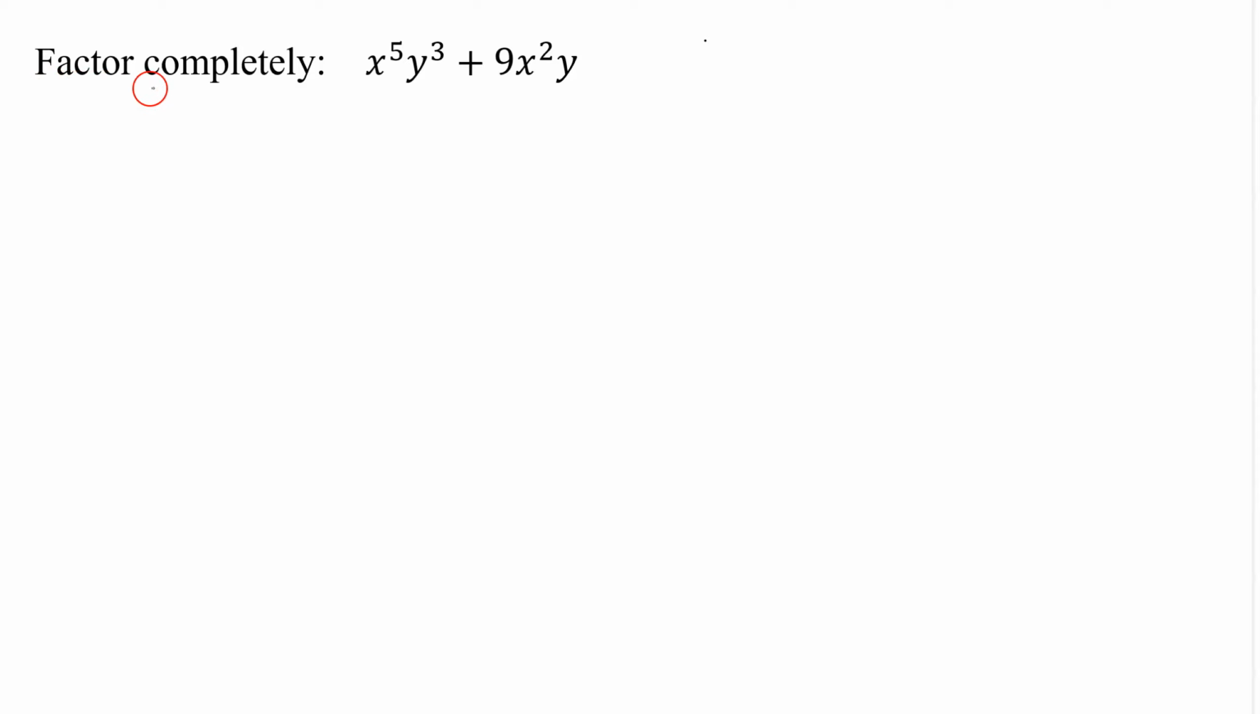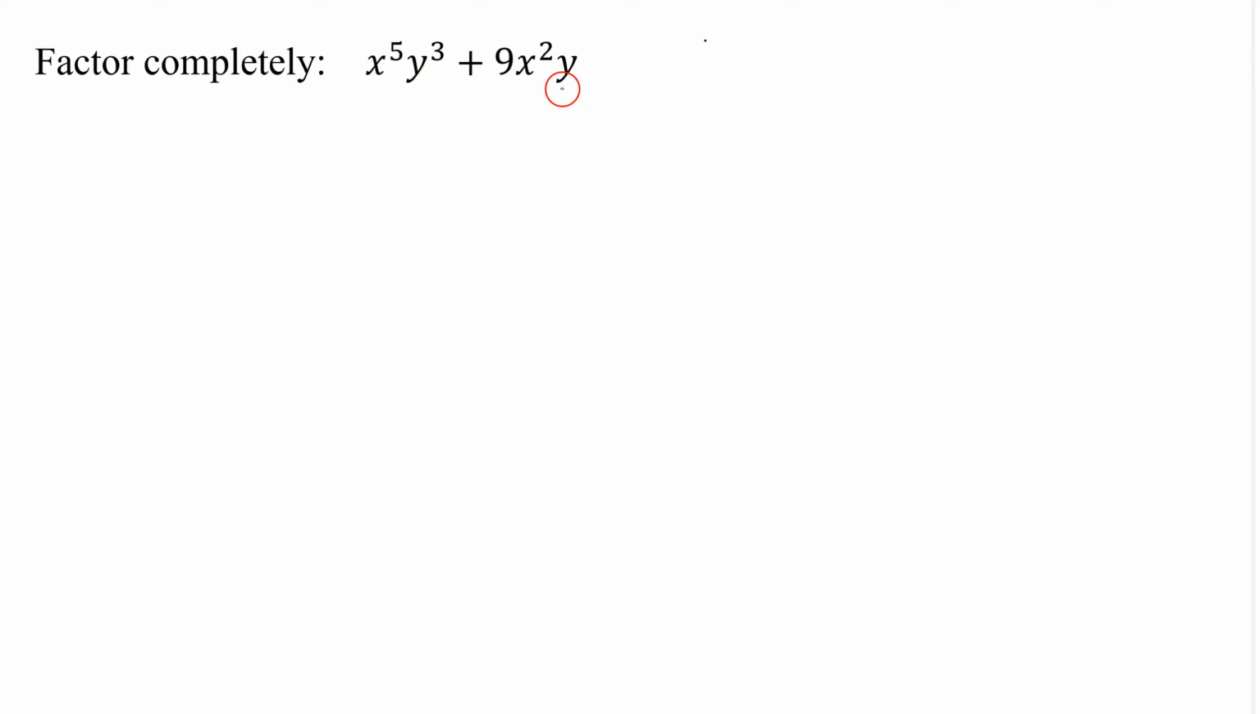In this example, we need to factor completely the expression x to the fifth y cubed plus 9x squared y. Well, what's the first thing we do in every single factoring problem? It's look for a greatest common factor. Looking at the coefficients, I only have an invisible 1 here and a 9 here, so there's no numerical common factor. But how about variables?